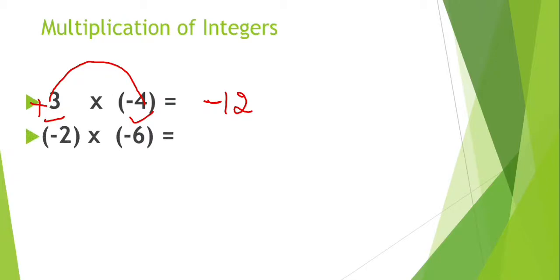And do the next one, that is minus 2 into minus 6. First multiply the symbols, that is minus into minus. Earlier we discussed that minus into minus is nothing but plus. Now multiply the numbers. 2 6s are 12. So plus 12 becomes our product.